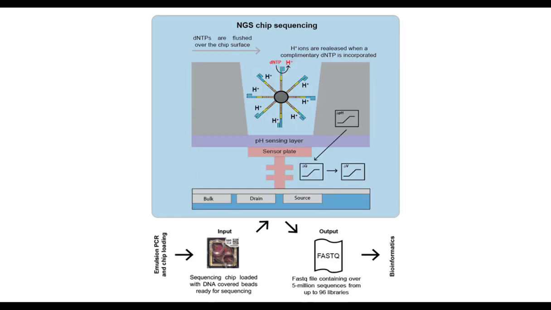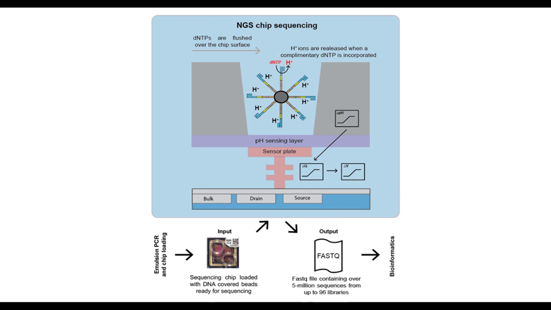Next, you flush the nucleotide triphosphates over the sequencing chip, and obviously a primer is attached here as well. And whenever there is a binding event, from a biochemical perspective, the binding of a nucleotide results in the release of a proton, a pH change, and this can be detected by the pH-sensitive layer since it's happening everywhere.